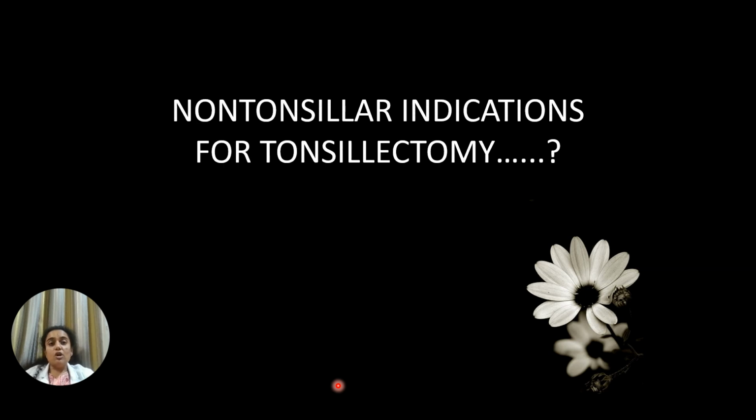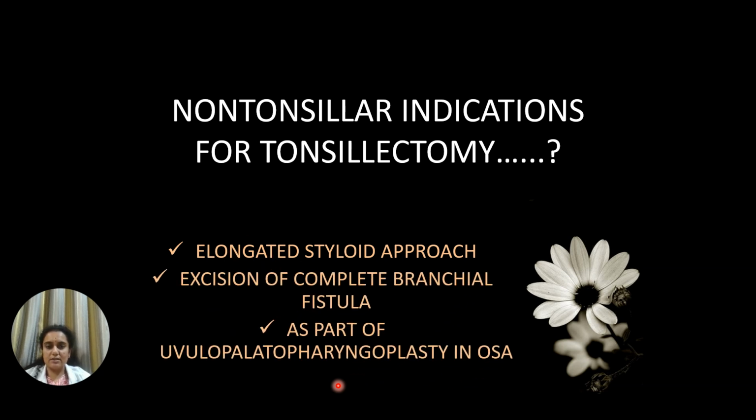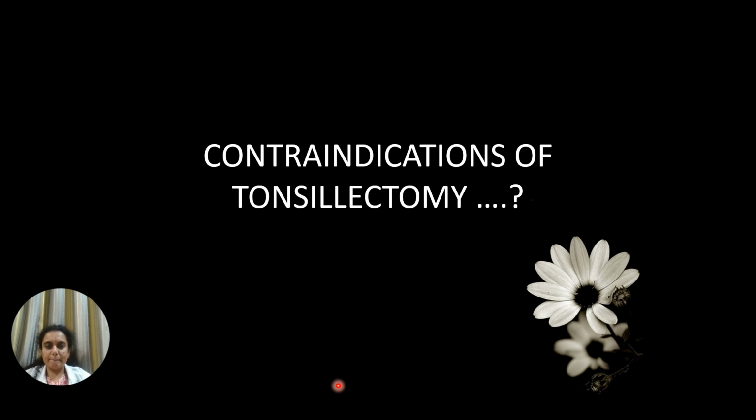What are the non-tonsillar indications for doing tonsillectomy? As already discussed, for doing styloidectomy and also glossopharyngeal neurectomy, we have to go for tonsil excision and also excision of the complete branchial fistula. And whenever we are doing surgical procedures in OSA like uvulopalatopharyngoplasty or Z-palatoplasty, one has to go ahead with tonsillectomy. So these are non-tonsillar indications for doing tonsillectomy.